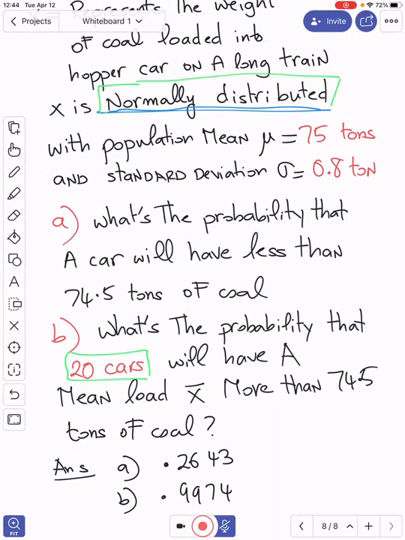Would the 20 cars be the N here? Yes, of course. We have this sample of 20 cars. Did you get the 26.43 for A, Janine? Yes, that's correct.